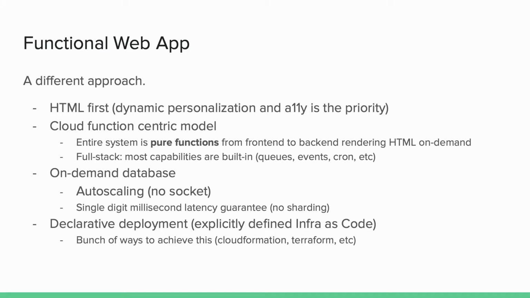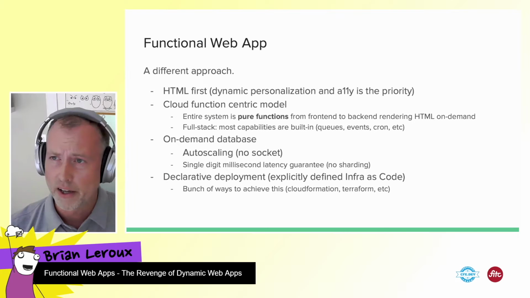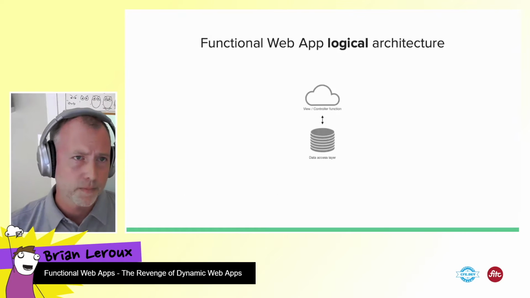Another component of this is databases are on demand now. We don't need to deploy RDS instances. If we don't want to, we can auto scale. We can guarantee millisecond latency. And that's pretty nice. So we don't have the database bottleneck. And then the final thing is declarative deployment, where we're using infrastructure as code to explicitly define what our cloud infrastructure resources are when we deploy them.